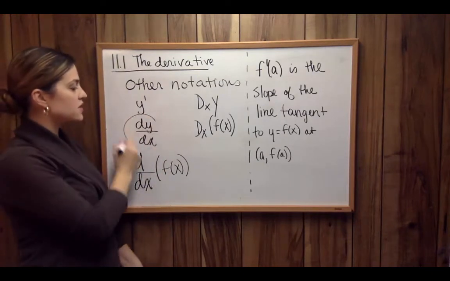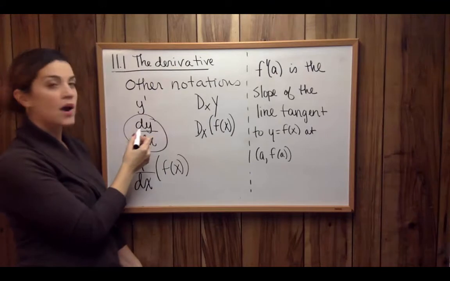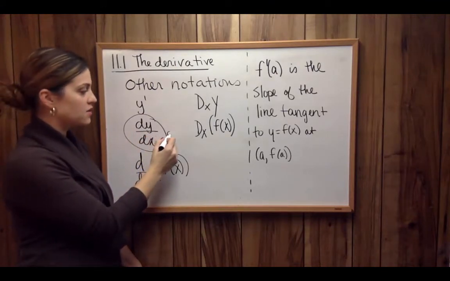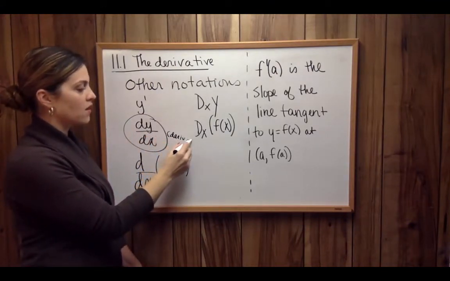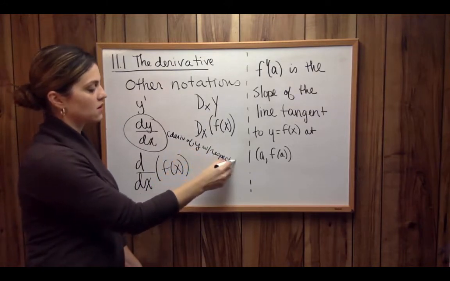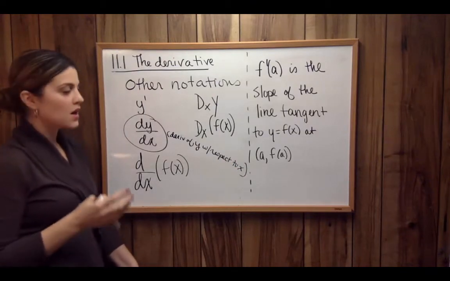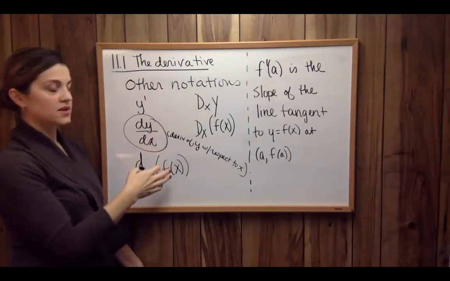The other notation you'll see is dy over dx. It's not a fraction, but it's a notation that you're taking the derivative of y with respect to x. So this is the derivative of y with respect to x. And that'll make more sense later when we do a bunch of other different types of derivatives. But right now you're taking the derivative of y with respect to x.